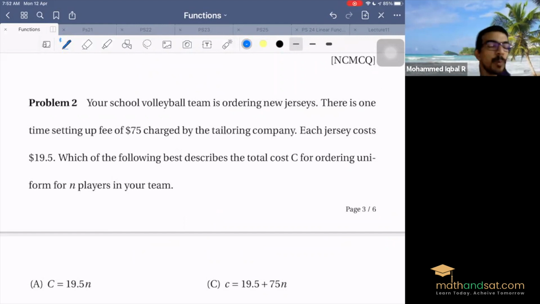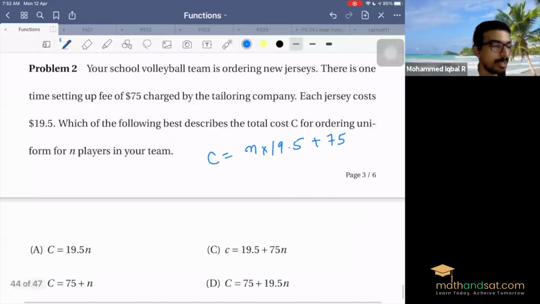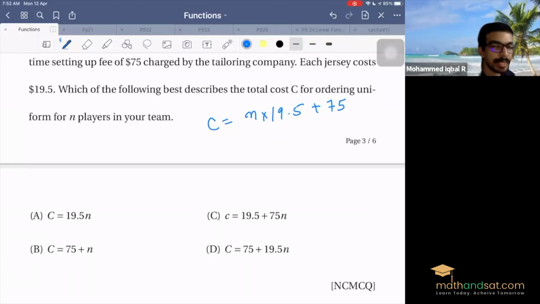Okay. So there is a one-time setting up fee. One uniform is going to cost $19.5. Two uniforms will cost 2 times 19.5. If there are N players, the cost of uniforms will be N times 19.5. Along with that, you have to add a setting up fee. There is a one-time setting up fee that is going to be $75. So this is your total cost. Your total cost is going to be 75 plus 19.5 times N.